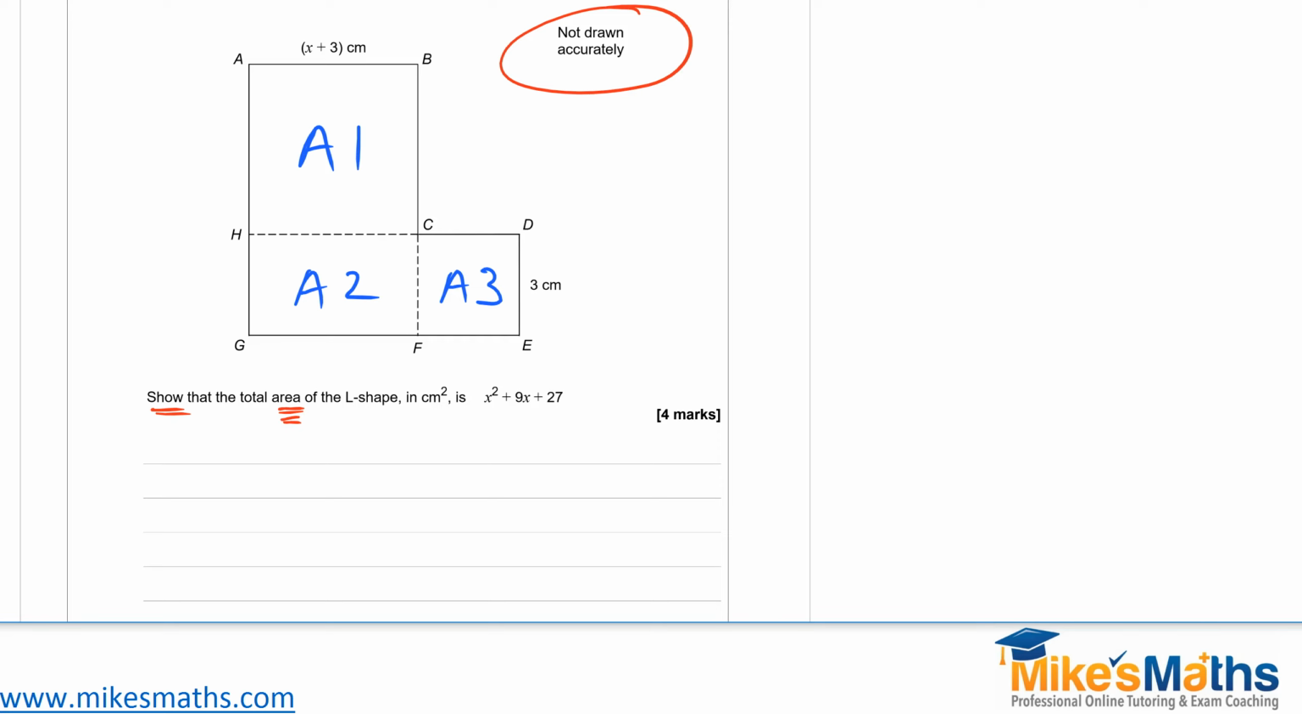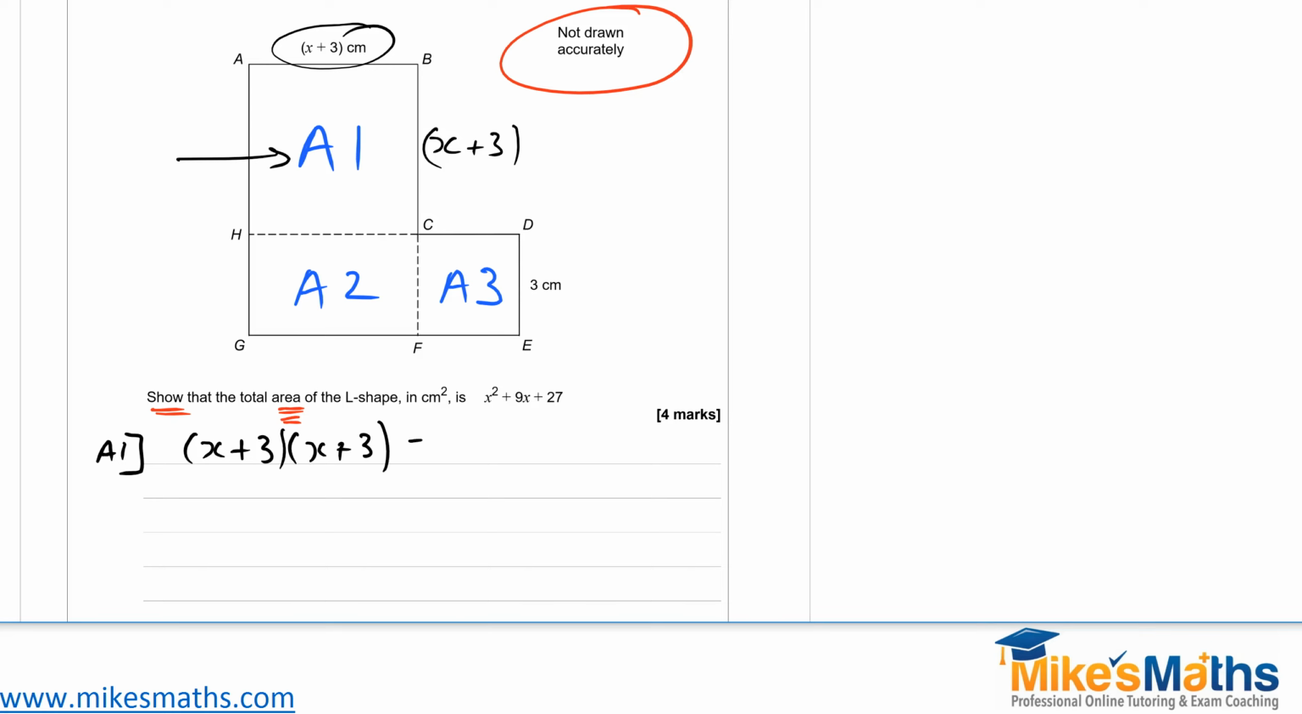What we've now got to do carefully is show our working for working out the area of each bit. So area 1, we know it's a square, and the area of a square is length times width. Well, the length is x plus 3, therefore the width is also x plus 3 because it's a square. So we can say the area is x plus 3 times x plus 3.